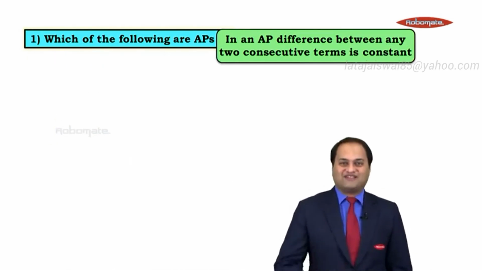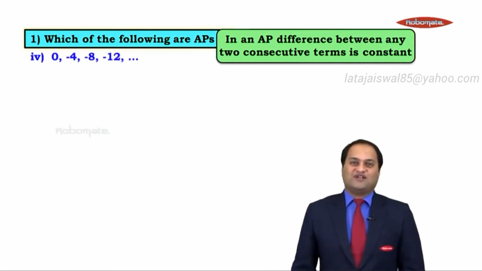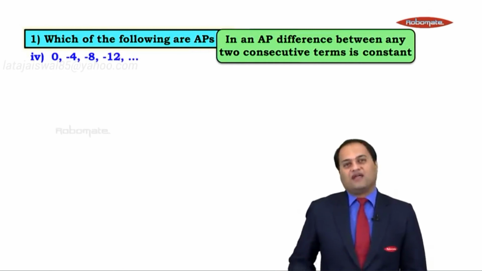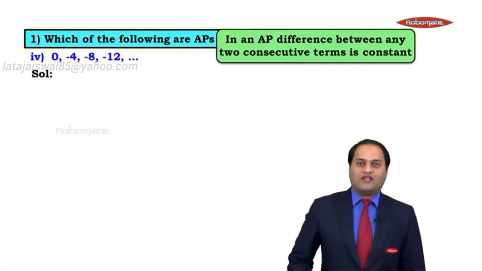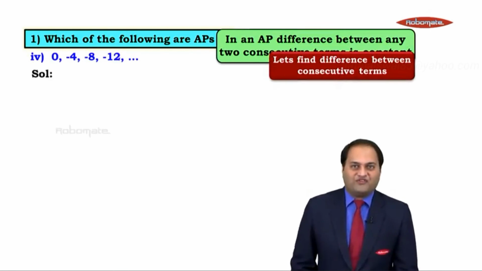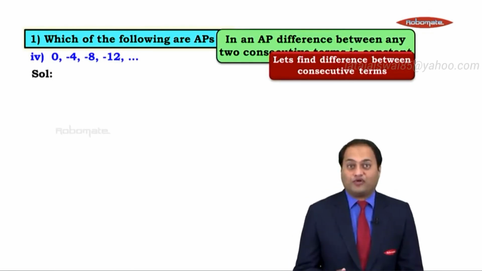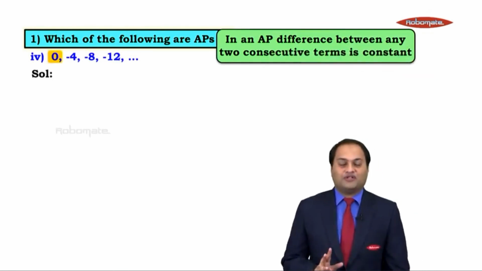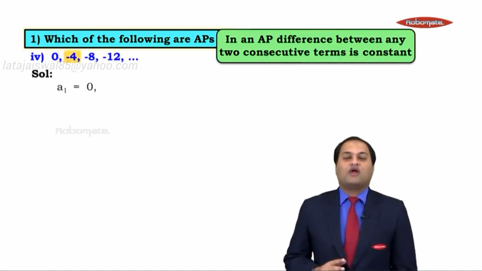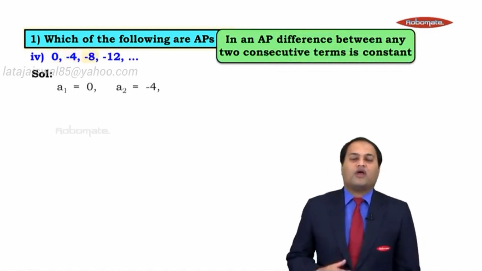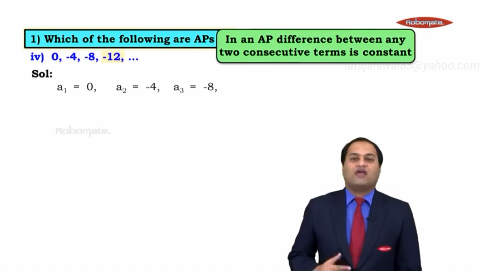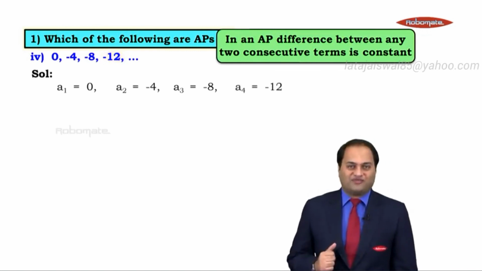Let's move on to the next sum. The sum is 0, minus 4, minus 8 and minus 12. Let's do it. Solution. Find the difference between two consecutive terms. But before that, what we need to do? Give it a denotion. A1 is equal to 0, A2 is equal to minus 4, A3 is equal to minus 8, A4 is equal to minus 12.